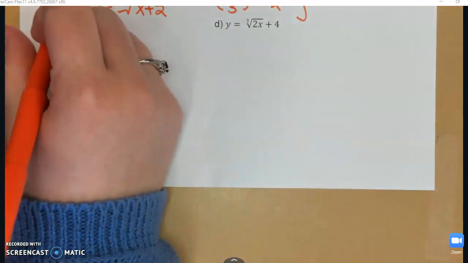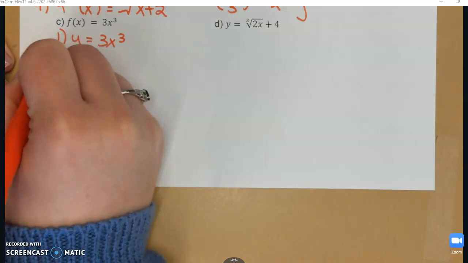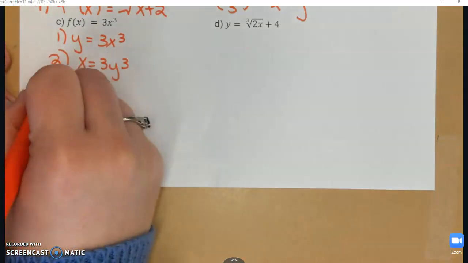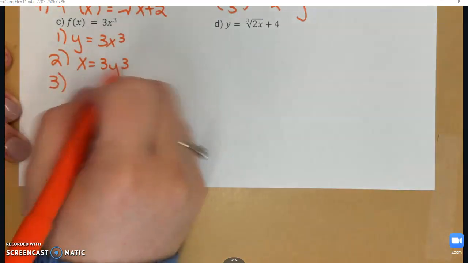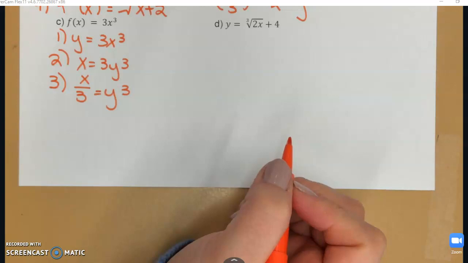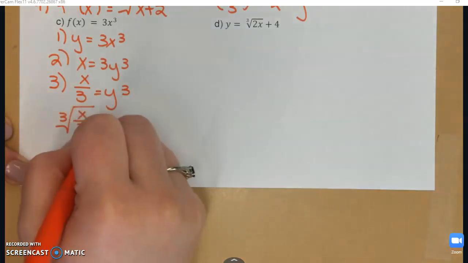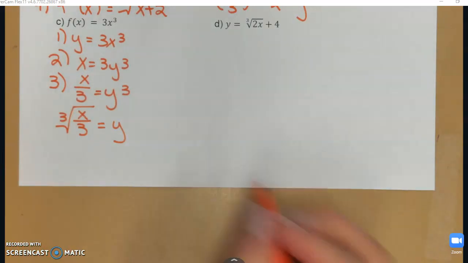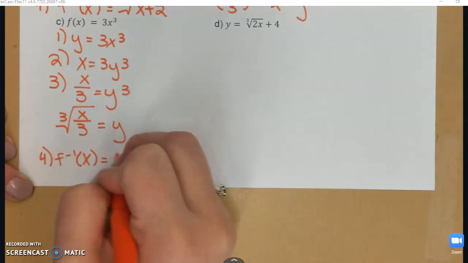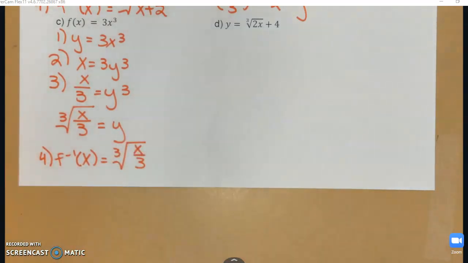Following those same steps, on C, first thing I need to do, y equals. Step 2, switch our x's and our y's. Step 3, rearrange for y. So I'm going to divide by 3. And then to get rid of that y cubed, I'm going to take the cube root of both sides. And now I have y by itself, so I can put this in my function notation. So my inverse is the cube root of x over 3.